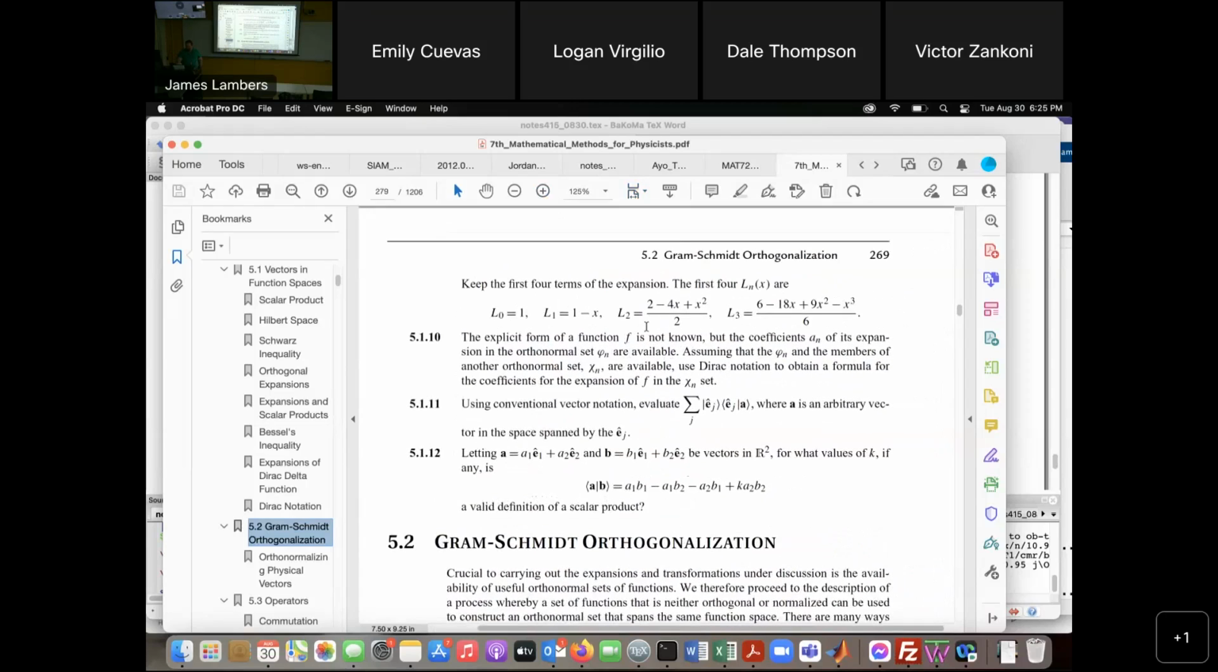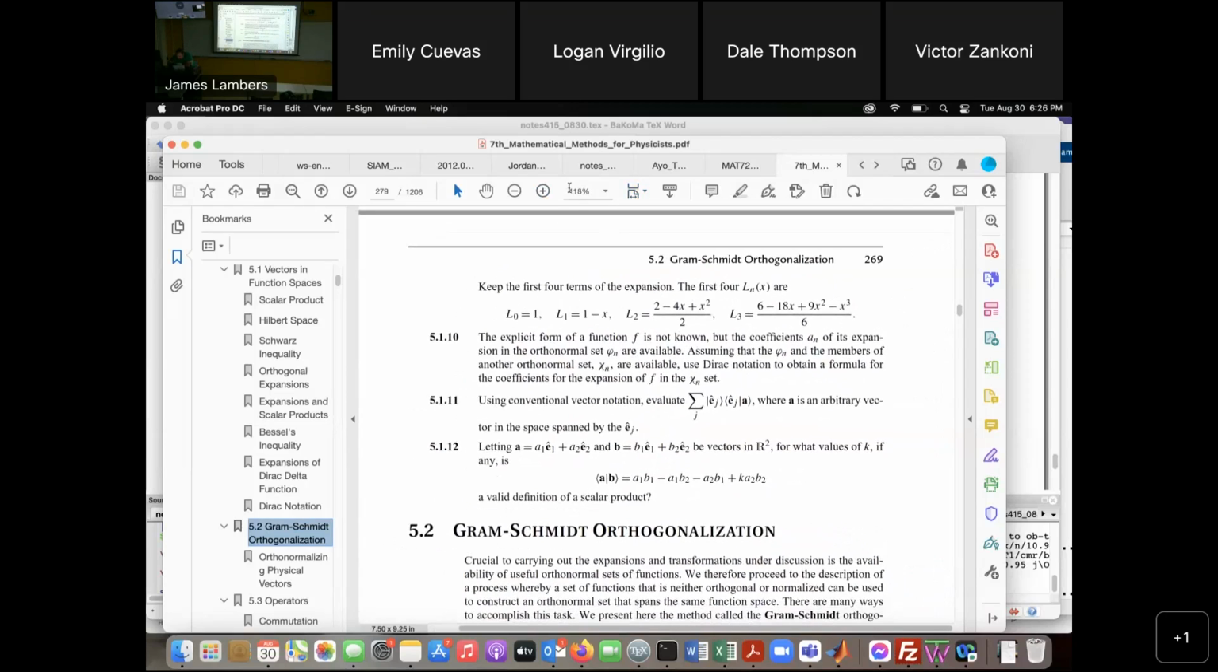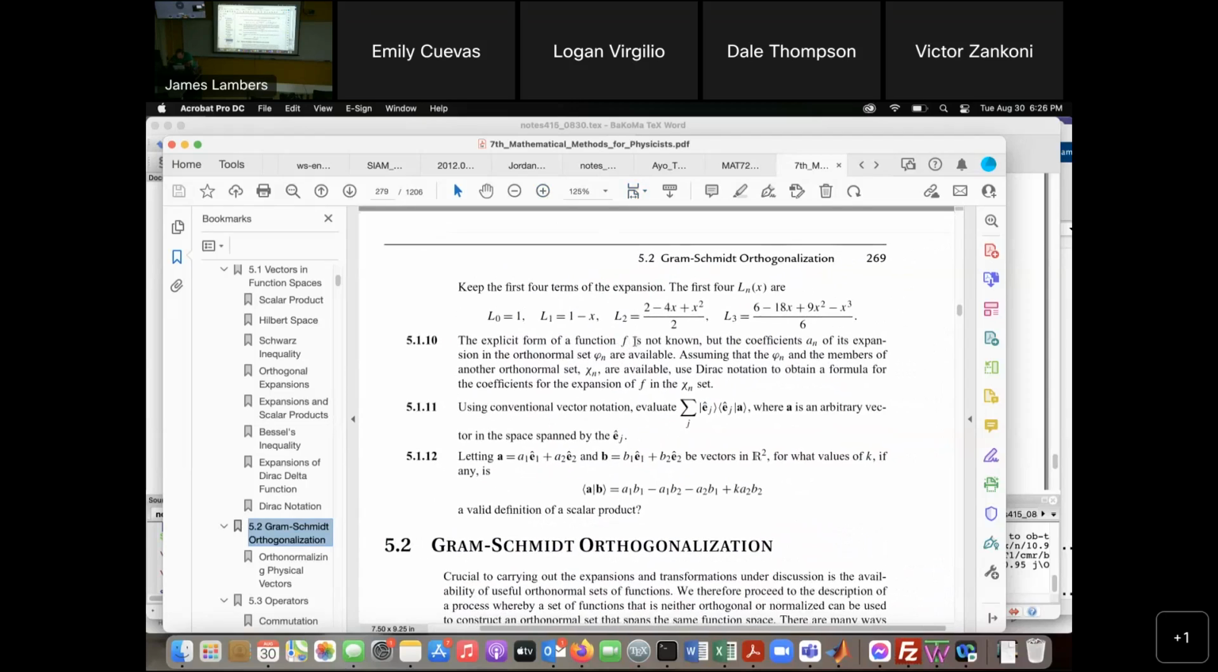is if you were to write F as an expansion in terms of these functions of phi n, and then also equal to the different expansion in terms of these functions of chi n, and set them equal to each other, then you can try manipulating that equation to get a formula for the unknown coefficients.